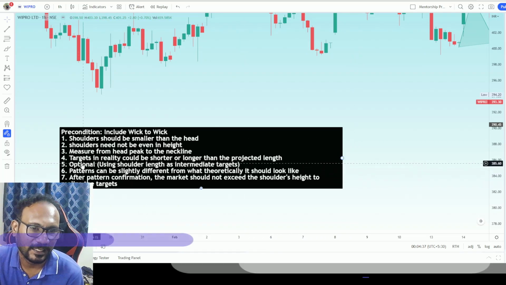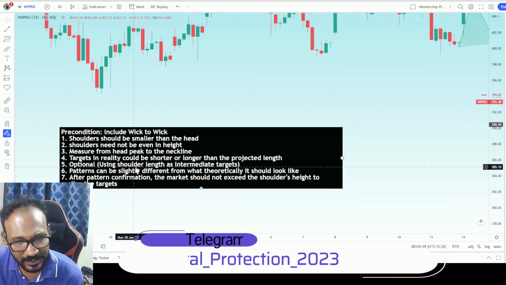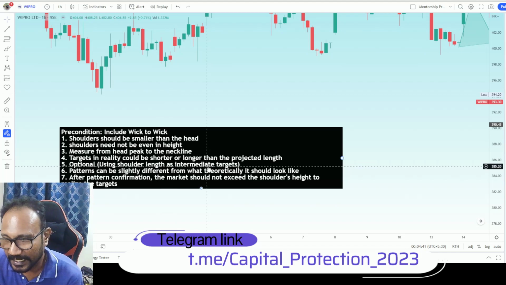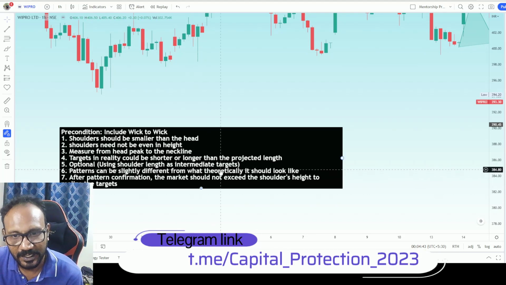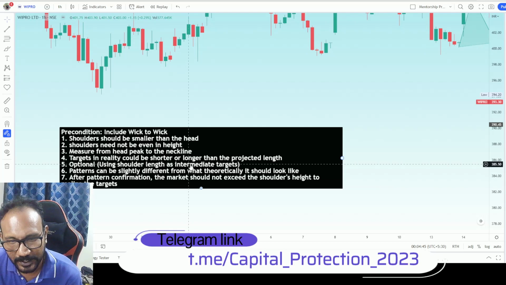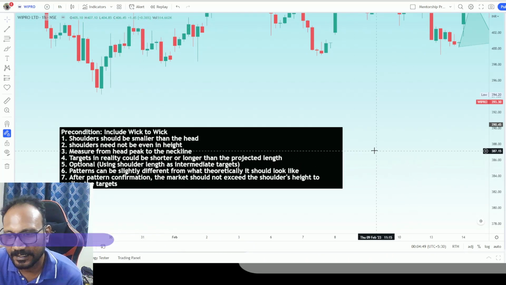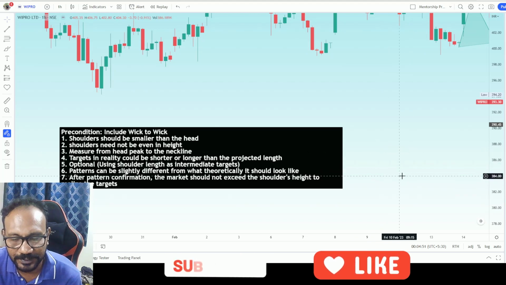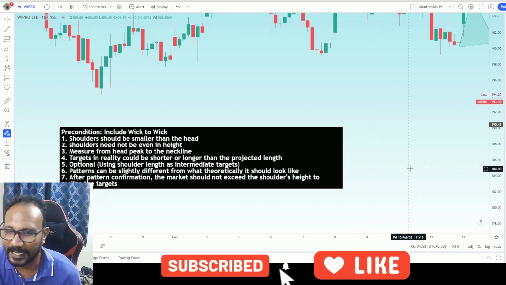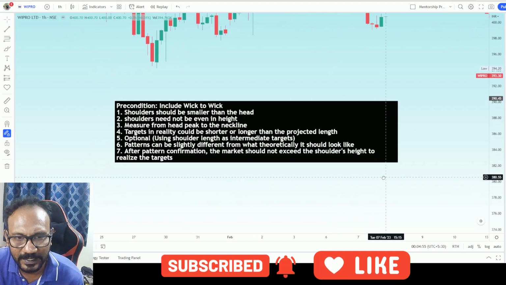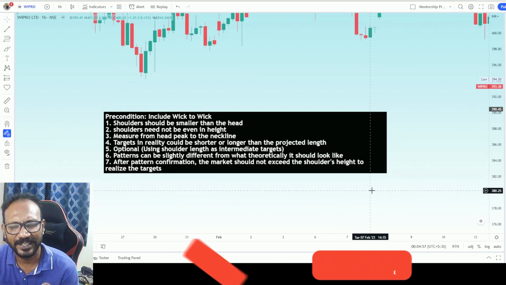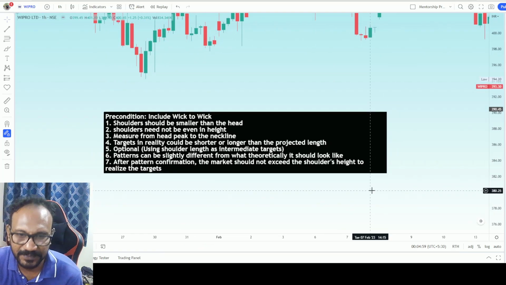Okay, then this is optional. I use this shoulder length as intermediate targets. I use that, right? If I have 100 quantities, probably at shoulder length I can dispose of some 50 and then hold on to the other 50 quantities for the actual target. That's principally how you can keep that as a trade discipline. That's something I practice, right?